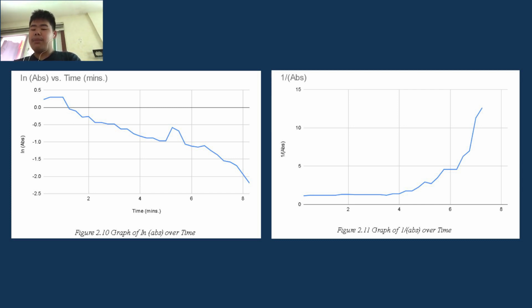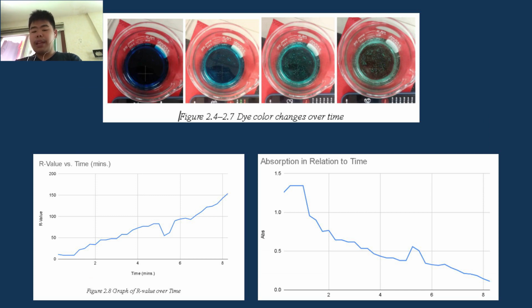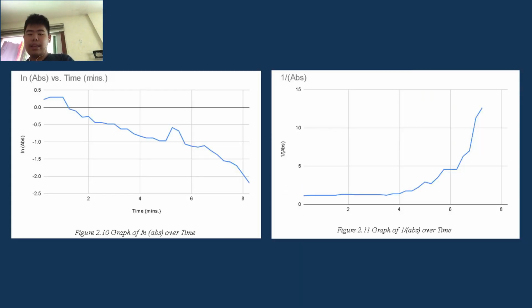Moreover, it is evident from figure 2.8, or the RGB over time, and 2.9, which is the graph of absorption over time, that as the R value of the solution increases, absorption decreases. The higher the R value, and the lesser the absorption, the more the blue dye is slowly being removed, and the solution turns back into its original red color from the red background.